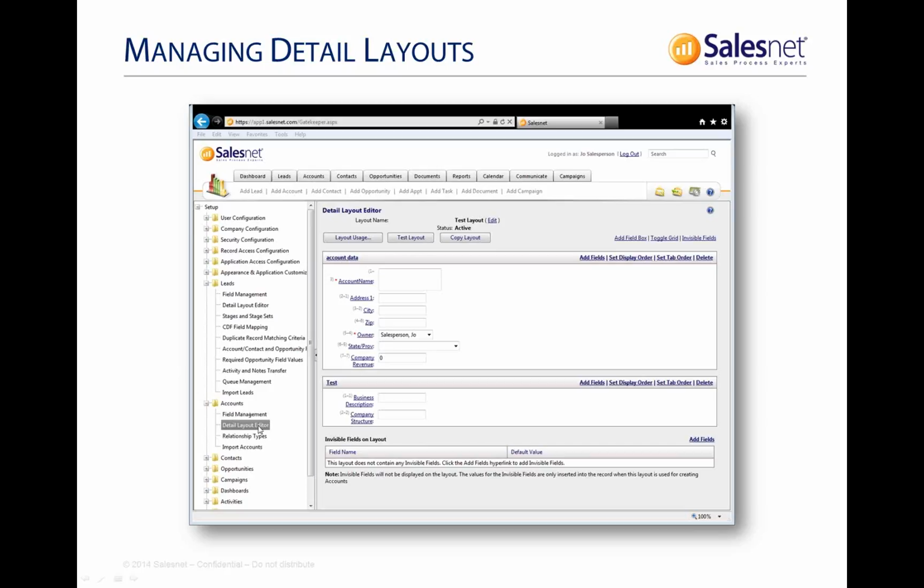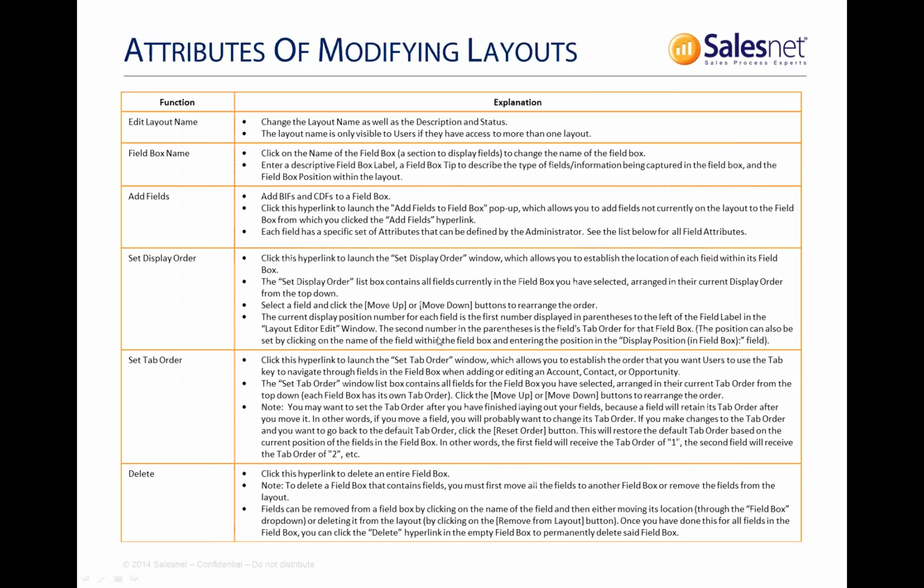And what we're showing here in this screenshot is every section, every data section has a detail layout editor that goes with it. So if I set up fields in the account area, then I can go into the detail layout editor and pull up a detail layout, and I can edit it, add them, take them off, and work with it from there.